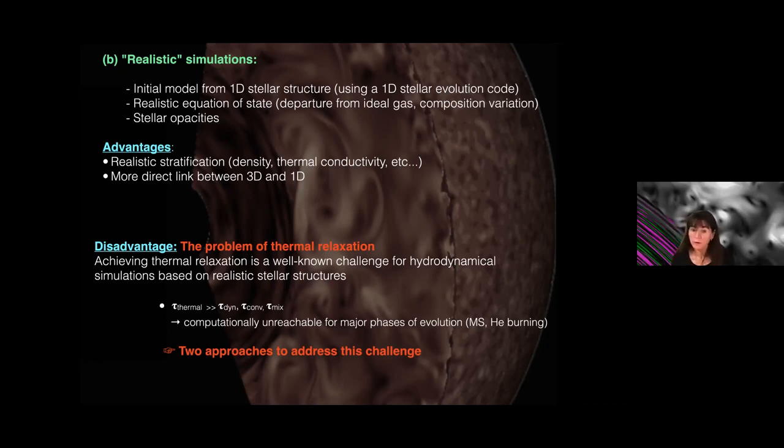compared to the relevant dynamical time scale or the convective time scale or the mixing time scales, and therefore they are computationally unreachable for major phases of evolution like the main sequence, like helium burning. And therefore there are two different approaches to address this problem.